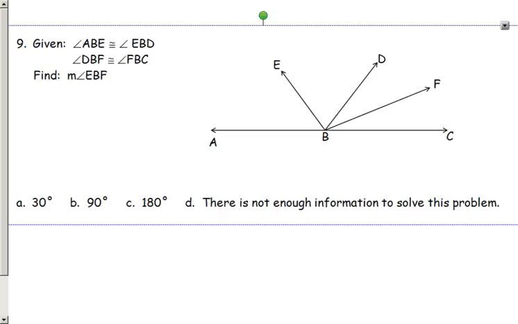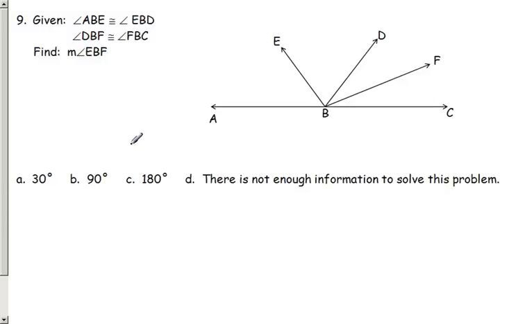I'm also going to give you number 9. Number 9 is a little bit tricky, and you might think just by looking at it, okay, ABE is congruent to EBD, and DBF is congruent to FBC, you might be looking at that and say, well, there's totally not enough information to determine how big that angle is. Well, that's not the angle I'm looking for. EBF is this one. So how big is that angle right there?